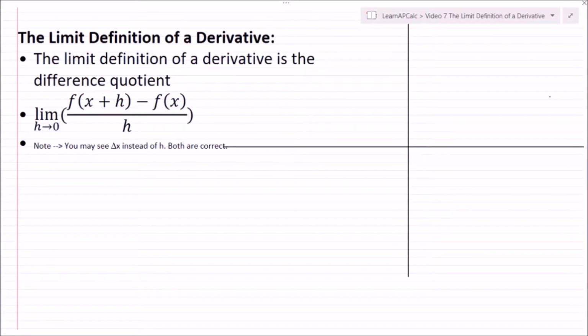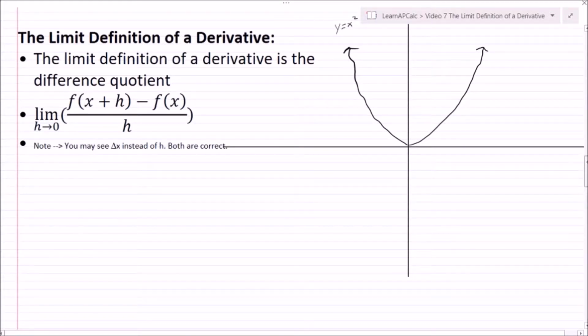Alright, so let's talk about the limit definition of a derivative. The limit definition of a derivative is the difference quotient, which I've talked about earlier. Limit as h goes to 0 of f of x plus h minus f of x all over h. So let's consider why this is. So let's say we have some function. I'm going to say y equals x squared.